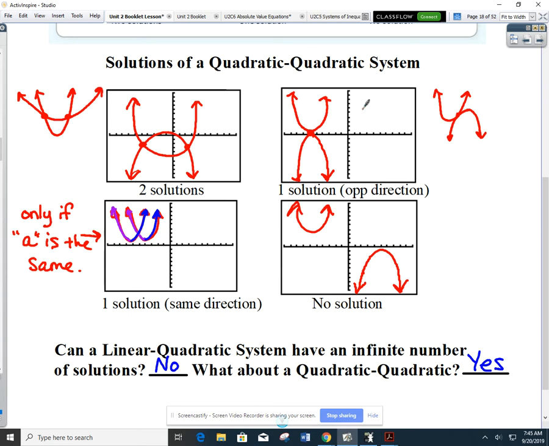Okay, one solution, opposite directions. Some people might draw the vertex as their solution, or again, we can kind of brush up against the side where these touch at one point. That would work as well.